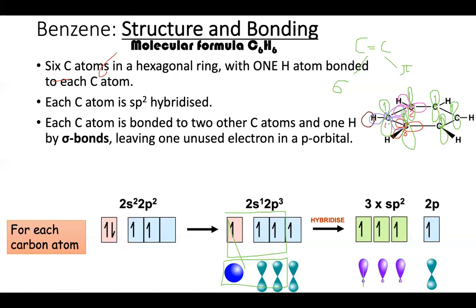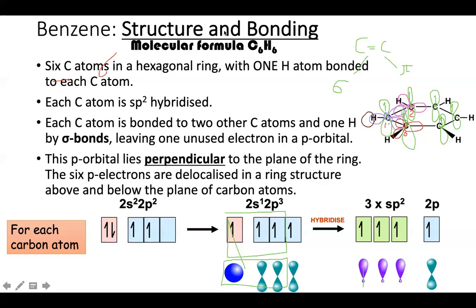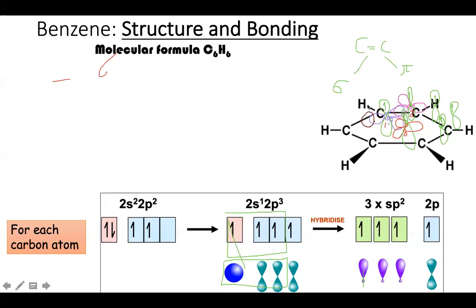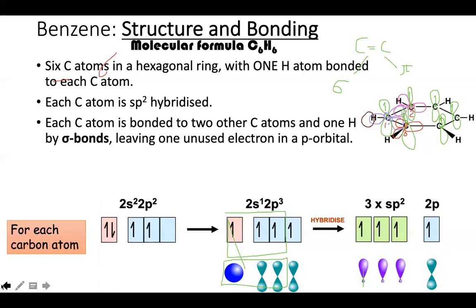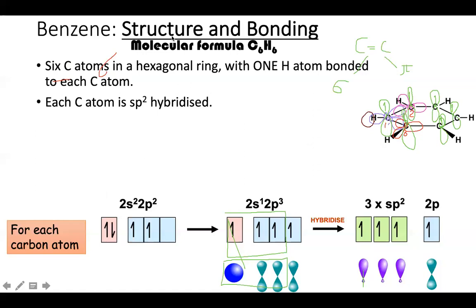Now, because of the way that your p orbitals are arranged, this means that the electrons can move in a ring. They can move like this. What's happening here? Sorry. Okay, so these electrons, the green electrons, are actually not fixed. They move around like that. That's why you see the circle.